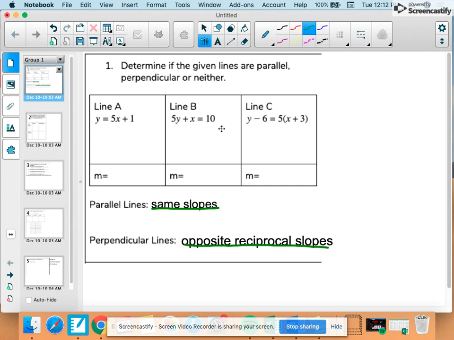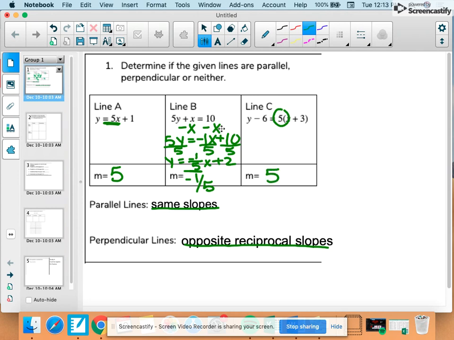So for line A, that's in slope-intercept form. If we look here, remember the slope is in front of the x. So our slope for this line is 5. Line B is in standard form, so it's not in slope-intercept form, and we need to solve for y. We subtract x from each side, and then the last thing to get y by itself is divide by 5. When we simplify that down, we get negative 1 over 5x plus 2. Again, our slope is in front of the x, so our slope is negative 1 over 5.